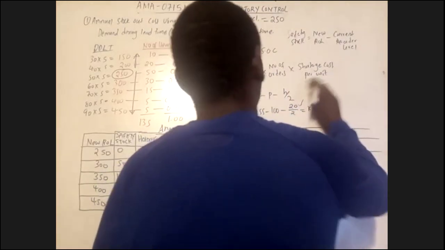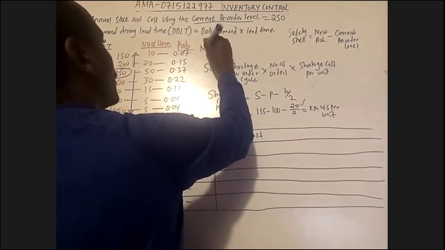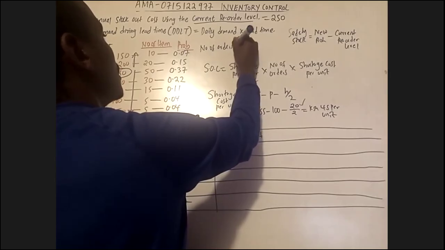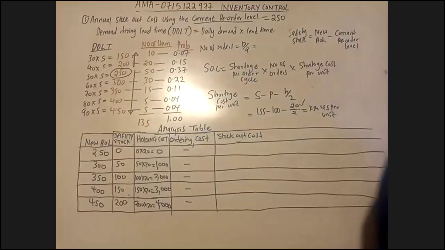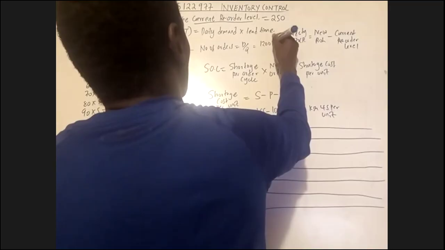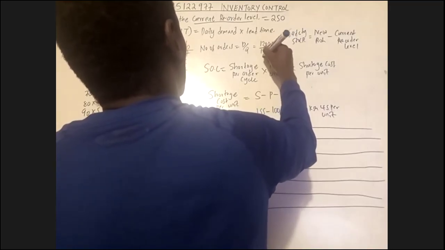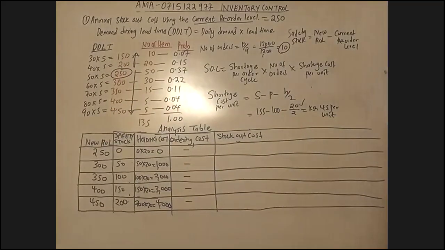Number of orders, you can compute wapi? Acha tufanyie hapa. Number of orders ni D over Q. Our D from the question, our demand is 12,000. Our Q ni 1200. Nakupatia 10. 10 is the total number of orders. So our D ni 12,000 units, then our EOQ ni 1200. We shall get the number of orders. This is how you do it.